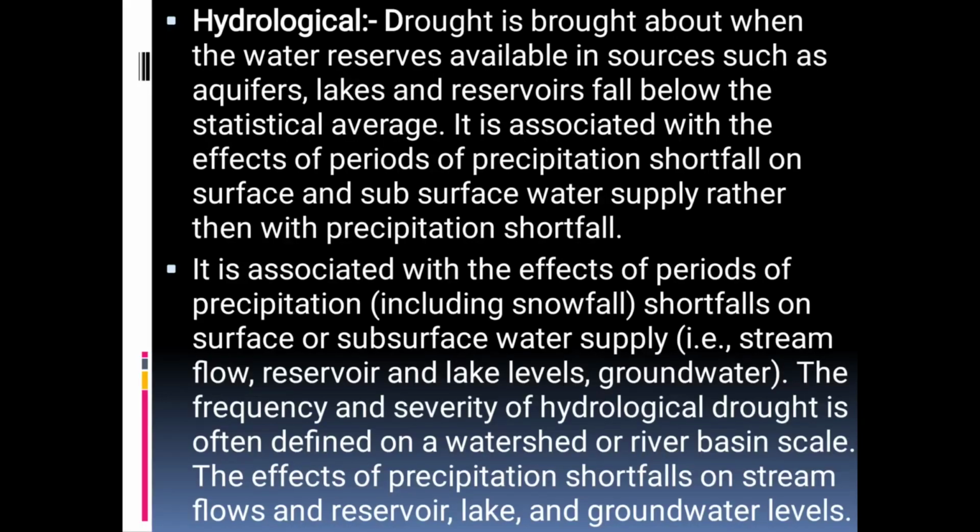Next one, hydrological drought. The drought is brought about when the water reserves available in sources such as aquifers, lakes, and reservoirs fall below the statistical average. It is associated with the effect of periods of precipitation shortfall, including snowfall, on the surface or subsurface water supply, that is, stream flow, reservoirs, lake levels, and groundwater. The frequency and severity of hydrological drought is often defined on the watershed or river basin scale, considering the effects of precipitation shortfalls on stream flow, reservoirs, lakes and groundwater levels.